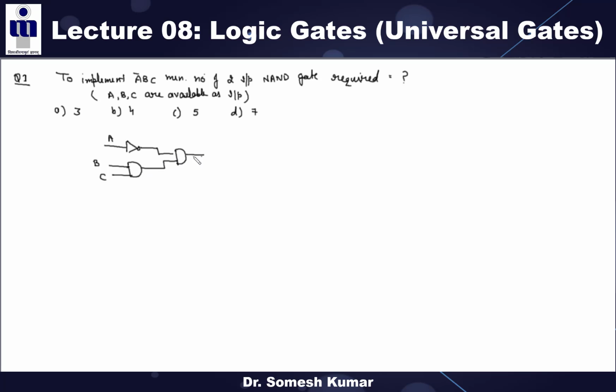Now, you have to draw this circuit using the NAND gates, right? So, how many NAND gates are required to implement this NOT gate? One gate is required to implement this NOT gate, and to this AND gate, 2 is required, and to this AND gate, 2 is required. So, the number of NAND gates required to implement this function is 5, right?